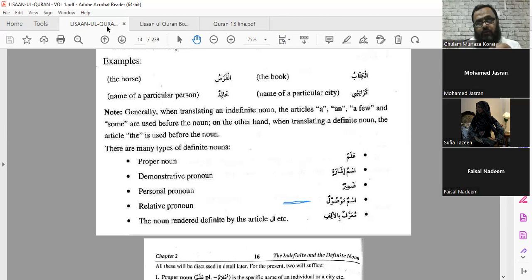Likewise, anta, antuma, antum, anti, antuma, antunna. Then ana wa nahnu. So these are what? Zamair. They are also part of ismul ma'rifa, that is what? Al-ma'rifatu. So we are just discussing the initial discussion.